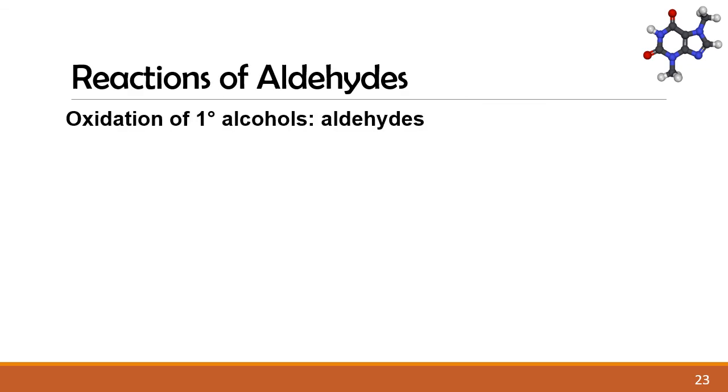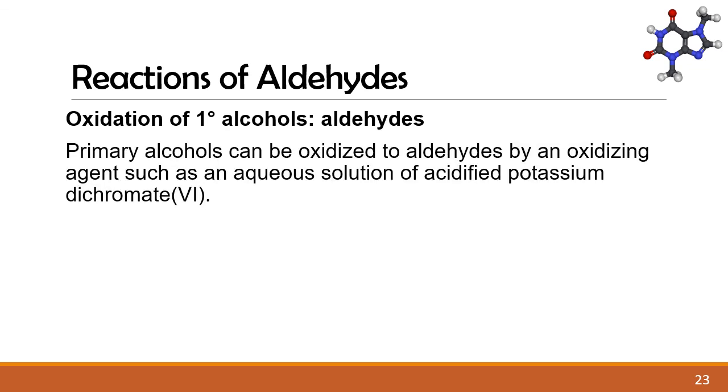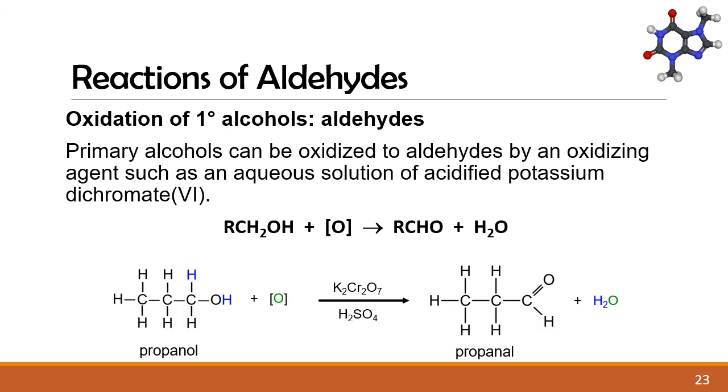Aldehydes are formed from the oxidation of primary alcohols. Primary alcohols can be oxidized to aldehydes by an oxidizing agent such as an aqueous solution of acidified potassium dichromate. This reaction is summarized as follows. RCH2OH plus O gives us RCHO plus H2O. An example of this oxidation reaction is the reaction of propanol with oxygen, which results in the formation of propanal plus water.